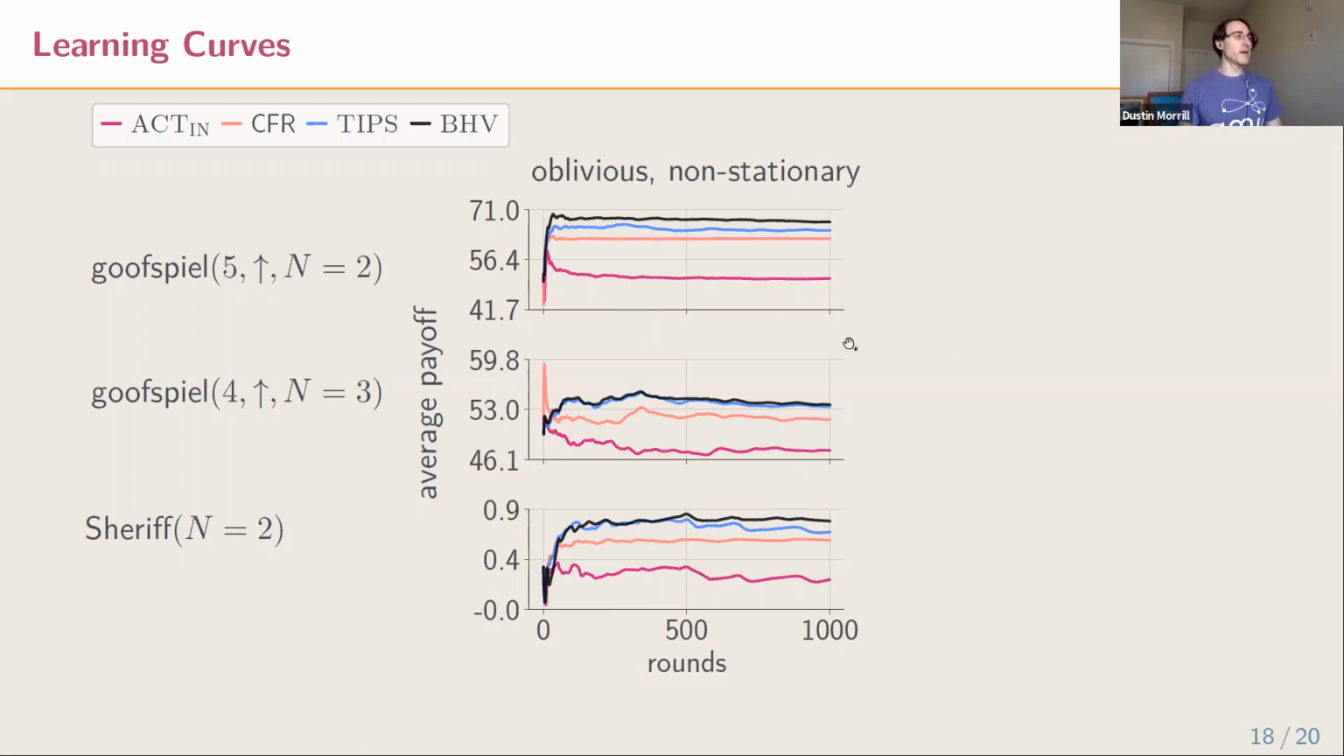So you can see here that the stronger deviation types, in particular TIPS and BHV, typically perform the best, by a substantial margin. CFR is somewhat close, but there does seem to be a noticeable difference. And then the ACT-IN algorithm typically performs quite poorly over the full run. And we see that generally, it doesn't do a great job. All right, so that's the first learning scenario.